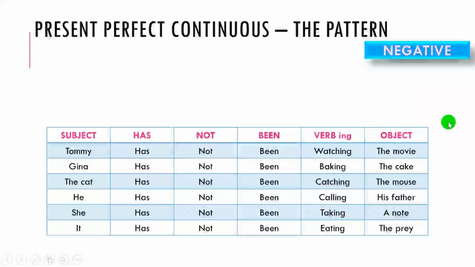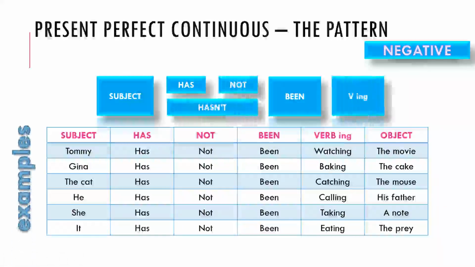Now we go to the negative. For the negative, I also split them up into two different uses according to the subject. The first subject I discussed is about the singular subjects. And as the singular subject, you can see that I still use has.